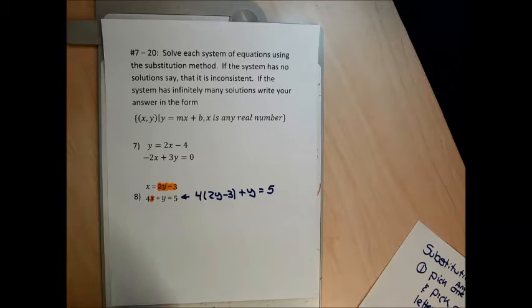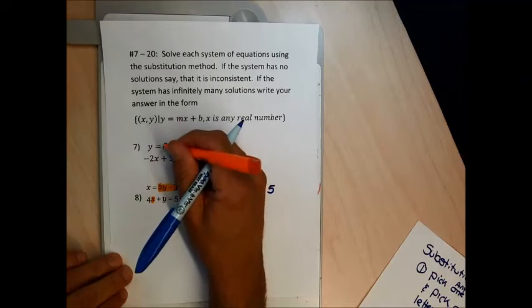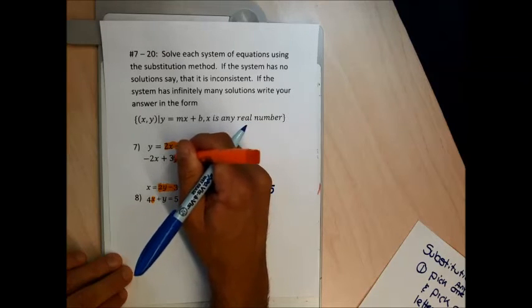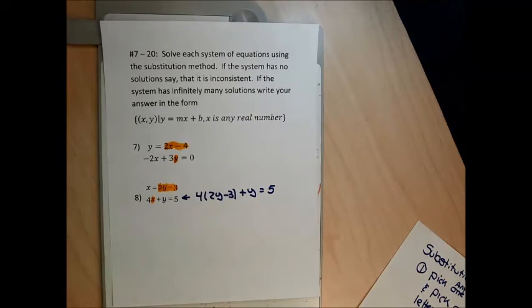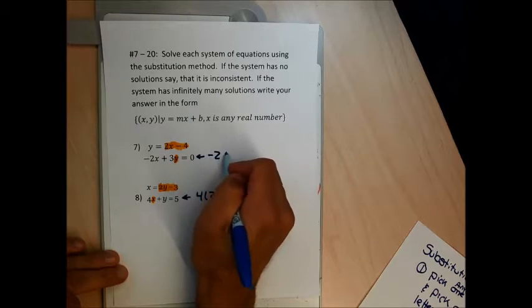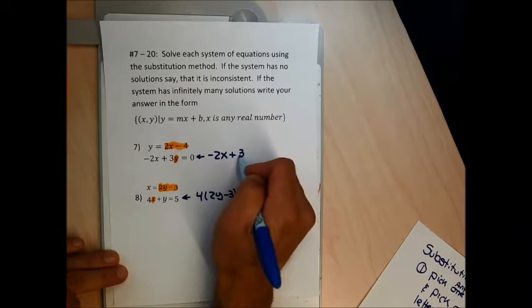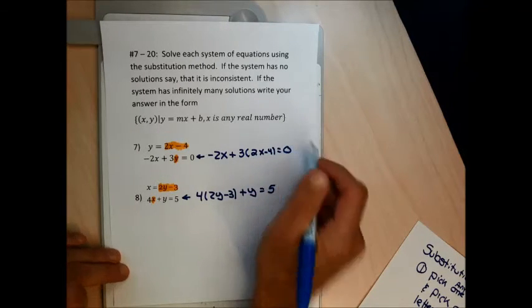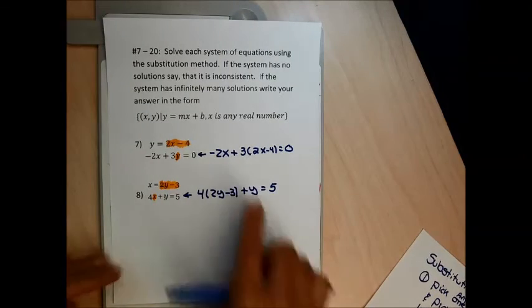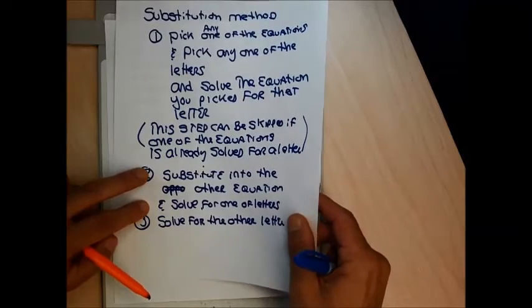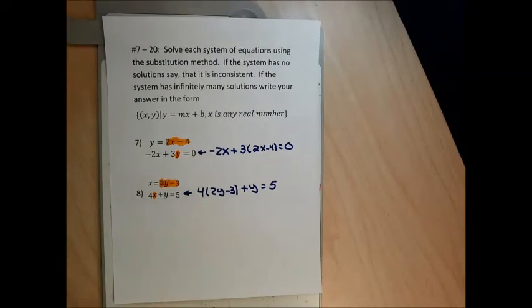When you go to do your problem 7, because your top equation says y equals 2x minus 4, you're going to change in the second equation the y to 2x minus 4. And your first step is going to say negative 2x plus 3 times (2x minus 4) equals 0. And you're going to finish up this step by solving this equation for one of the letters. You're going to solve that equation for x. I'm going to solve this equation for y because I have a different letter than you.